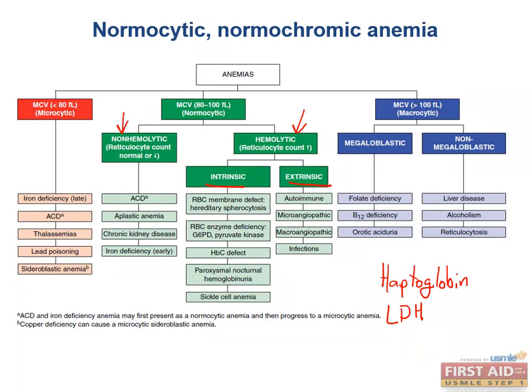These patients will also have an elevated LDH, and in addition, they may get an unconjugated hyperbilirubinemia that leads to jaundice.